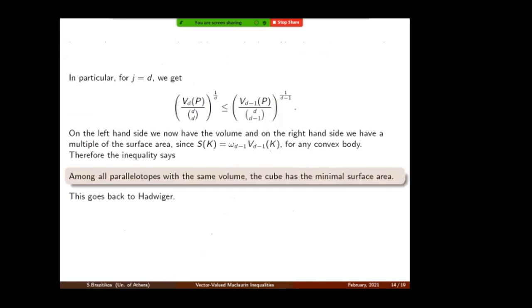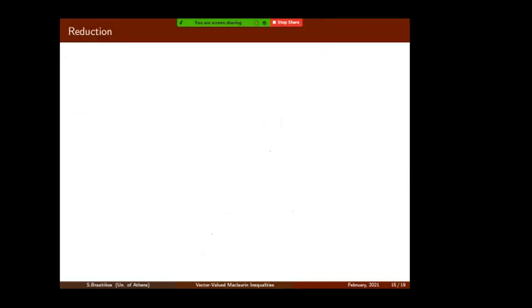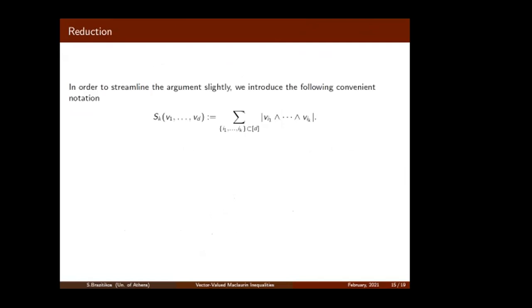Okay, now let's see a reduction that we made for the case p equals 1. Here we just introduce this notation to streamline the argument. The sum of these k-fold products is denoted by S_k.